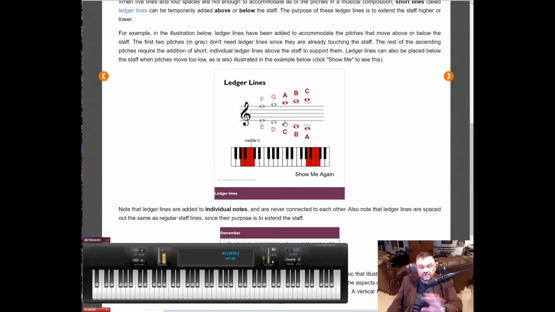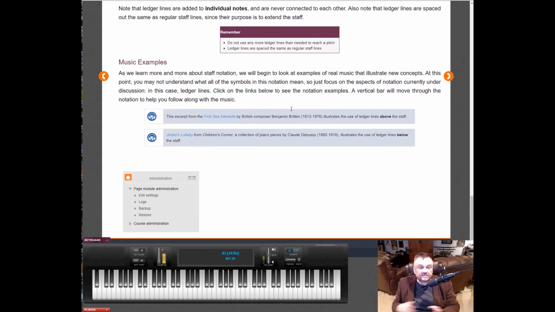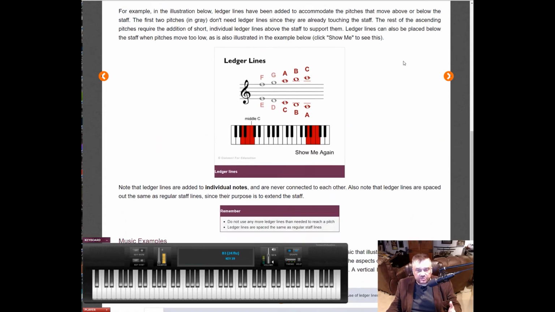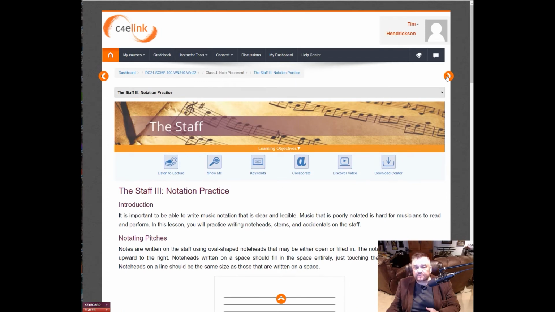So how does this relate to the staff? We're going to get there when we start to talk about ledger lines, but I wanted you to be aware. Now you can listen to these little musical excerpts if you want to. They just give you demonstrations of notes that are written above the staff, notes that are written below the staff. We're going to talk more about this in class, but do use these show me tools, okay? They are very, very helpful.